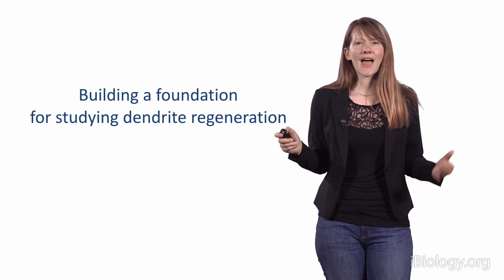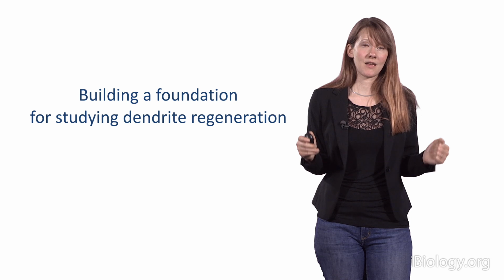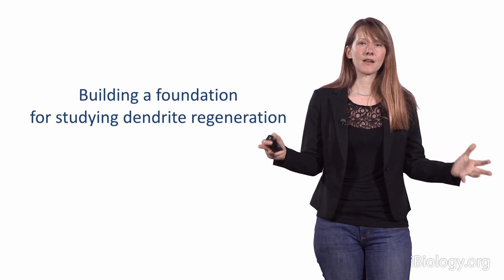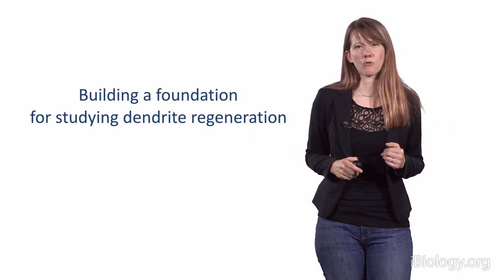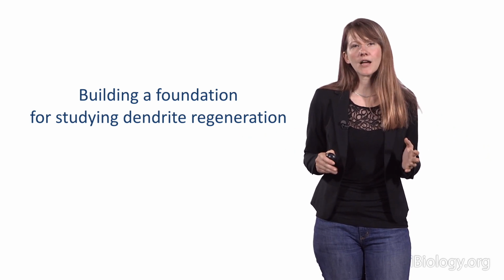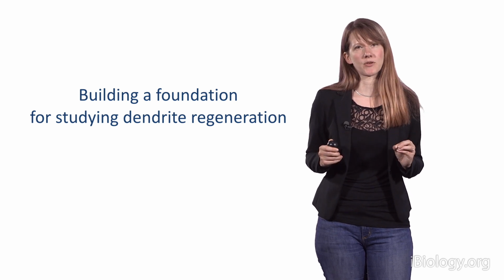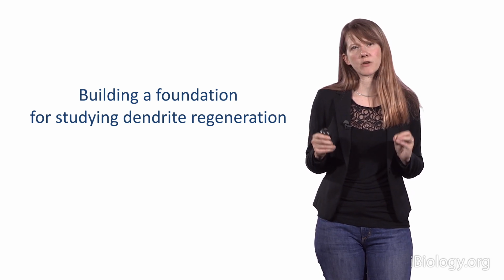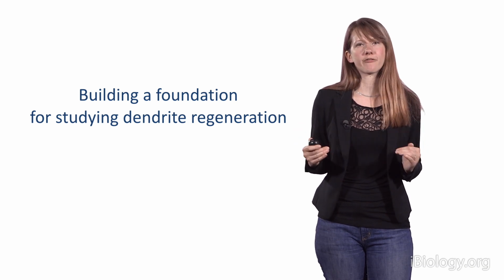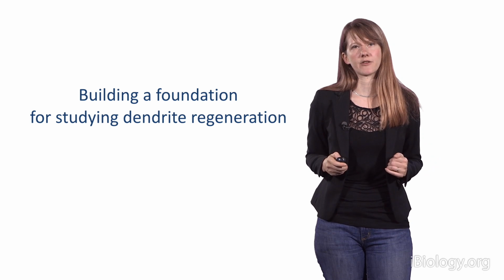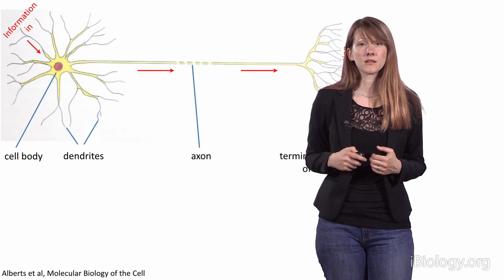Remember I said axon regeneration had many, many, many papers on it. A broad understanding of the situations in which an axon can or cannot be regrown by a neuron. By contrast, we're only starting to figure out the very basic principles that define whether a neuron can regrow its dendrites or not. We're only at the beginning of building a foundation for this field of scientific research. So what kind of questions do we want to ask?